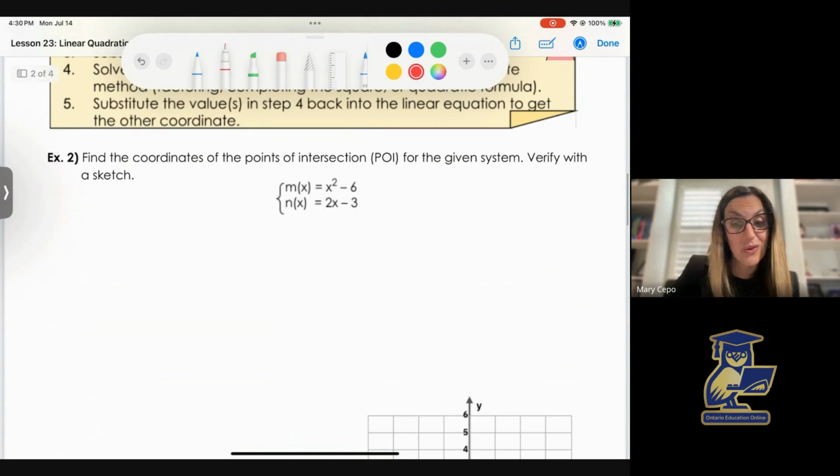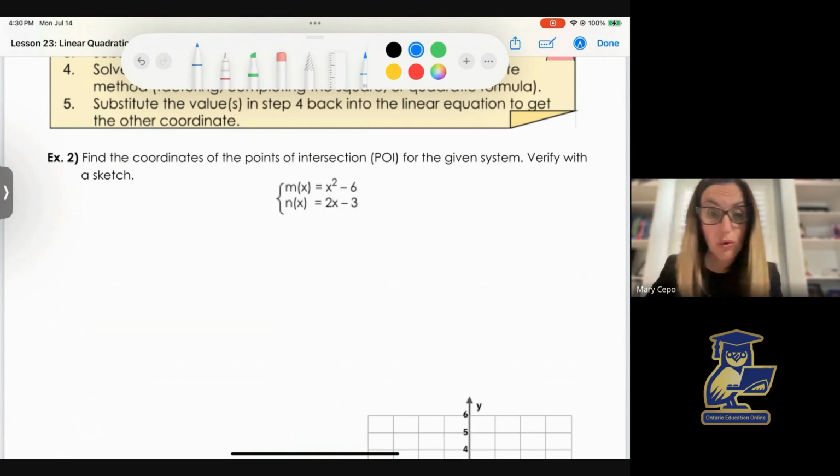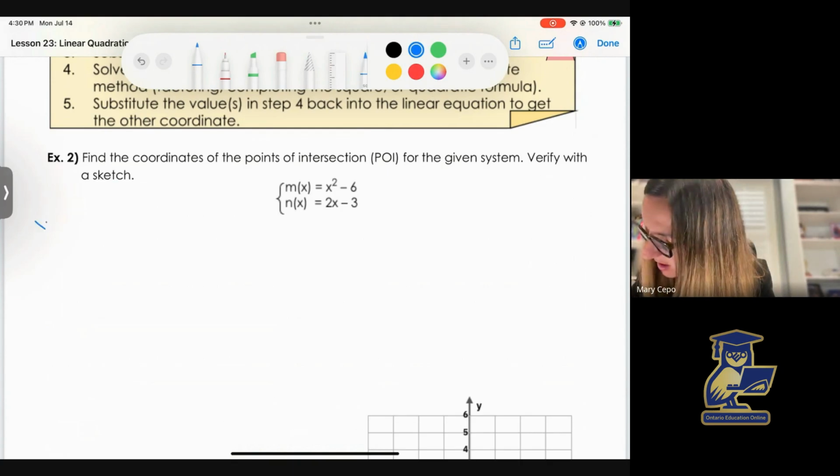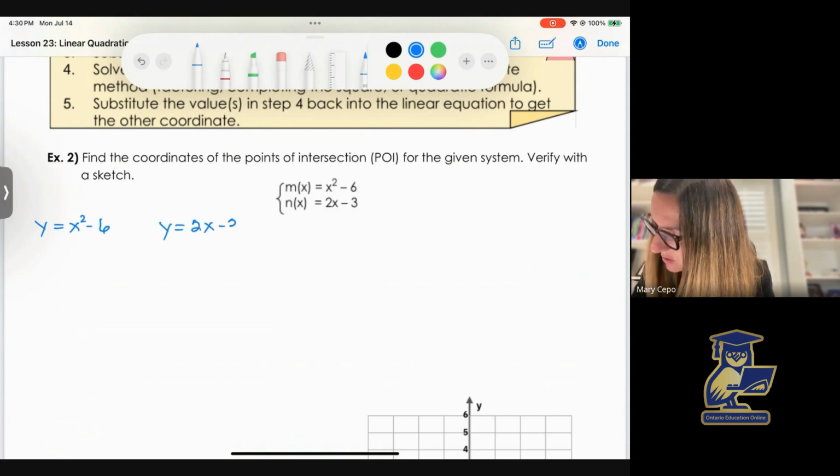So we have, notice the notation, m at x is equal to x squared minus 6, and n at x is equal to 2x minus 3. The first thing we're going to do is express both the function notation in terms of y. So we're going to say y is equal to x squared minus 6, and y is equal to 2x minus 3.